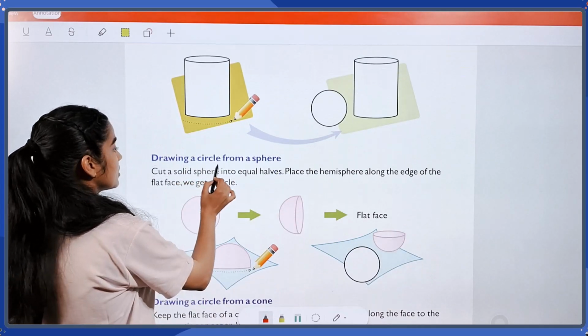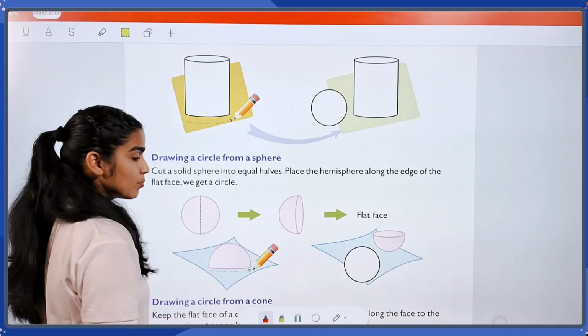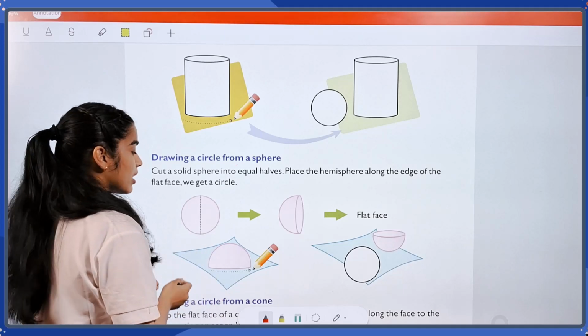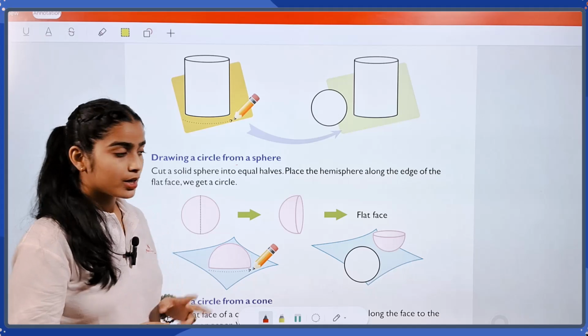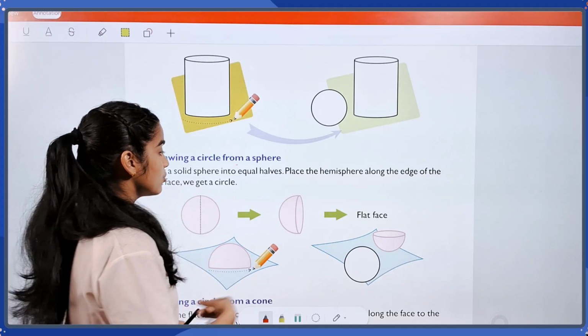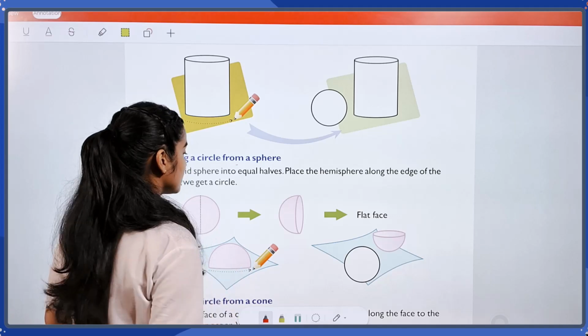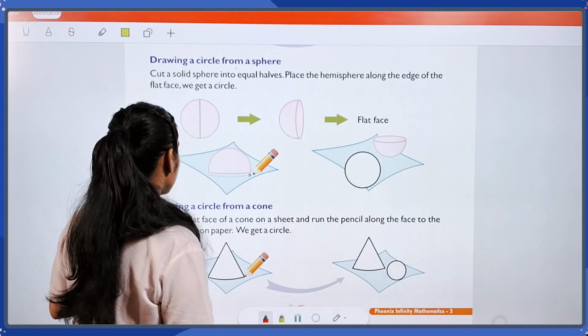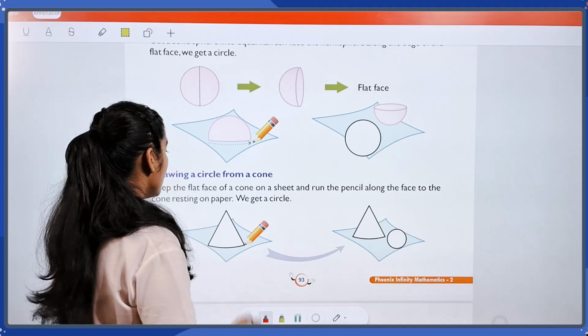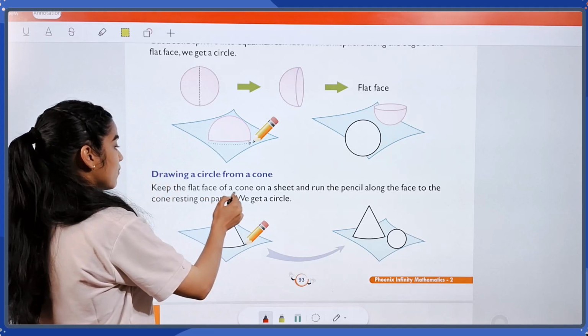Now drawing a circle from a sphere. So to make a circle from a sphere, what do you have to do? You have to cut your sphere into two parts. After you have another part, a half part of the sphere, you can trace it like this and you will have your circle. Drawing a circle from a cone, so keep the flat surface of a cone on a sheet.